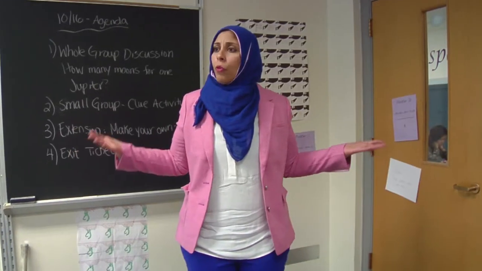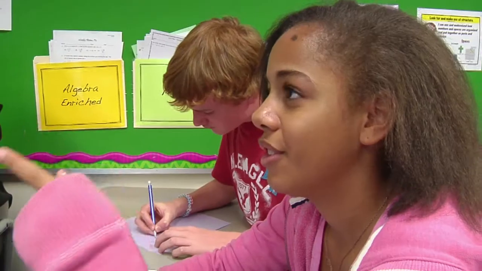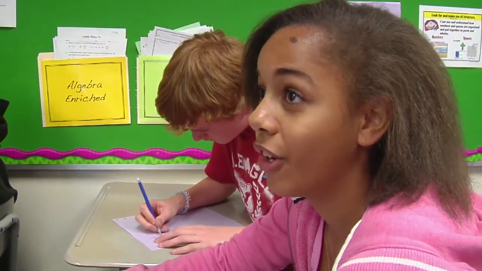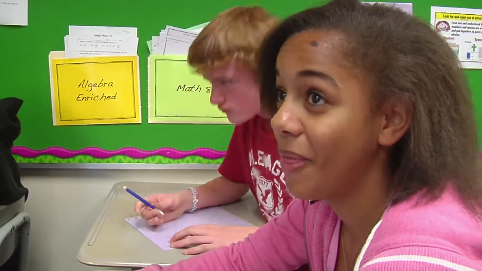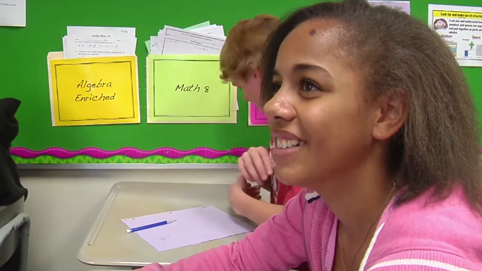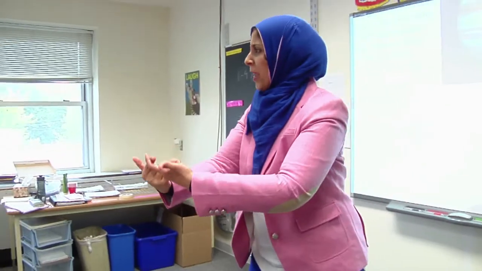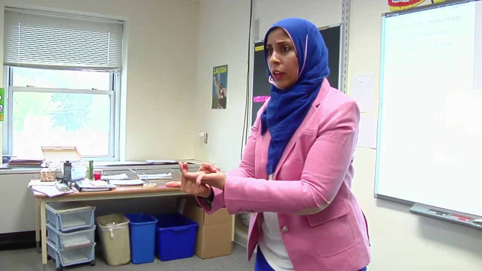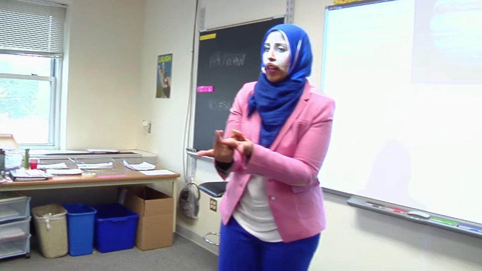What does 41 mean? 41 what? 41. Jupiter is 41 times as bigger than the Earth. Yeah, then the what? The Earth. The moon. Than the moon. Very good. So it's 41 times bigger than the moon. Does that make sense? Does that seem like an appropriate answer? Yeah. Yeah? Why does it seem like an appropriate answer?